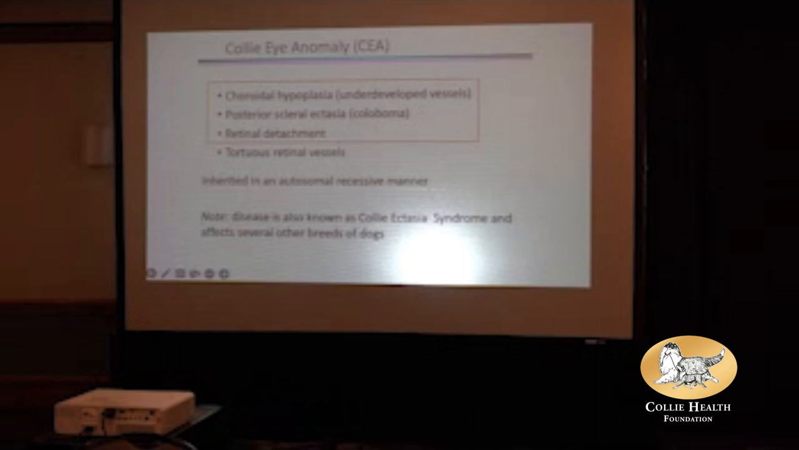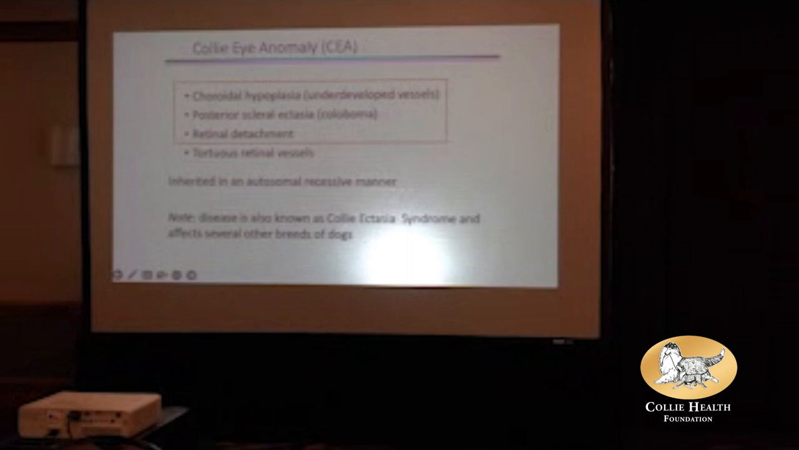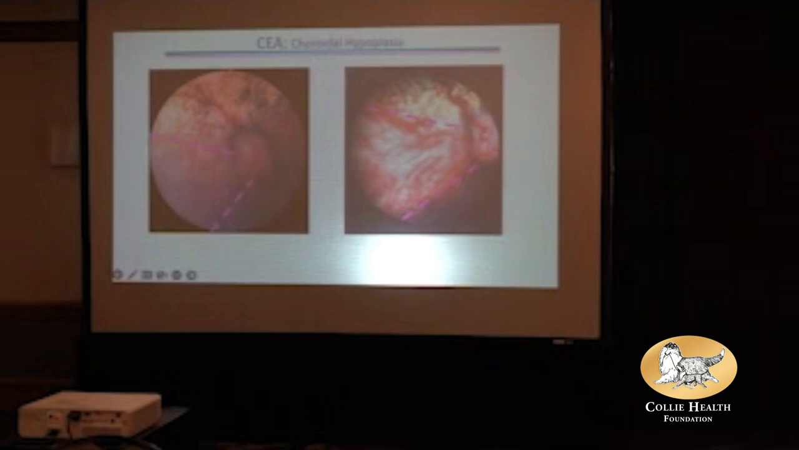The inheritance mechanism is autosomal recessive. We will go on that later. And as said, the disease is also known as Collie ectasia. And as you probably know, it also affects other breeds.